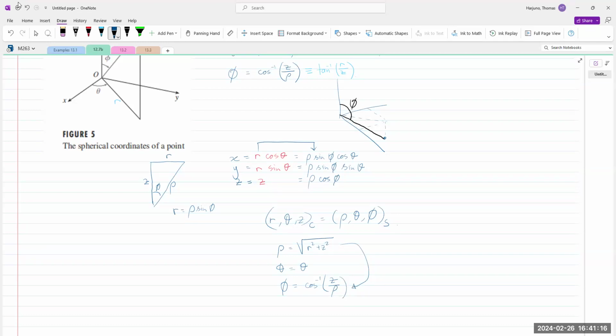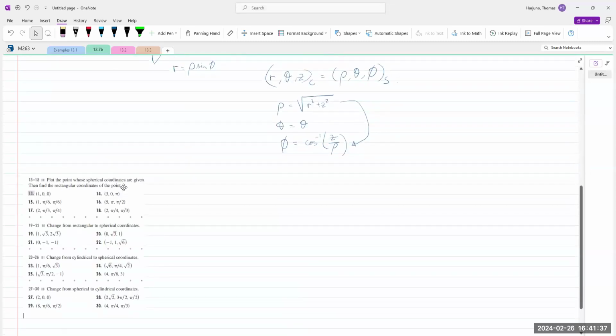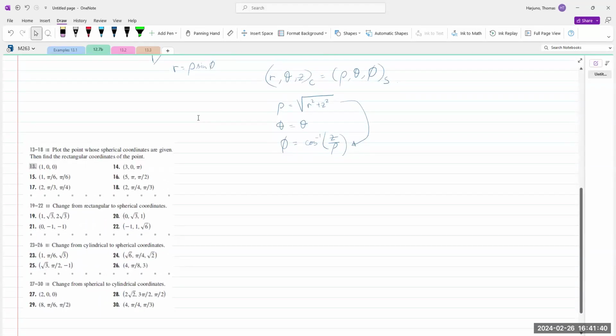Now let's do some examples from our textbook. Let's see. I pick these questions here, this set. Suppose I pick number 18. Number 18, we have 2, pi over 4, and pi over 3 in the spherical coordinate system. What will this be in the rectangular coordinate system?